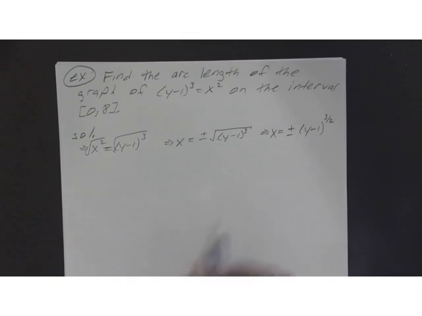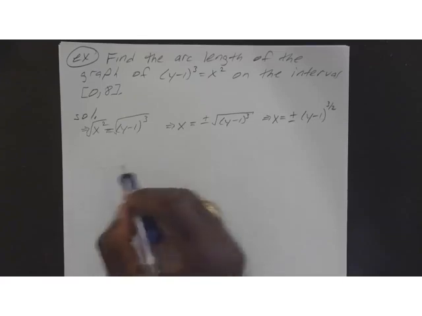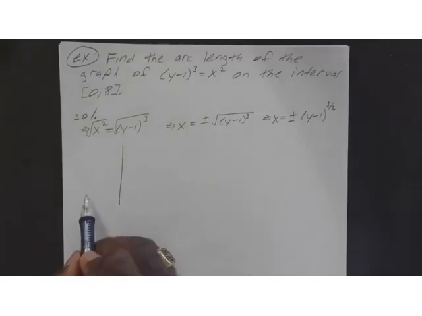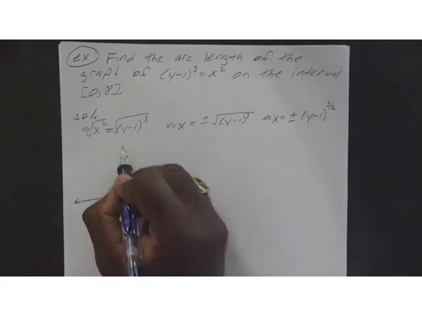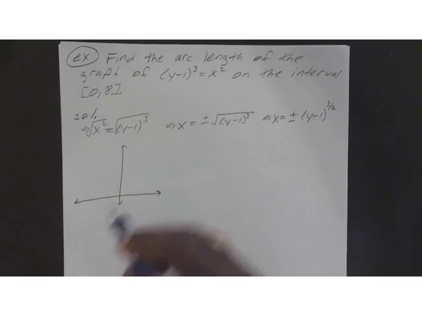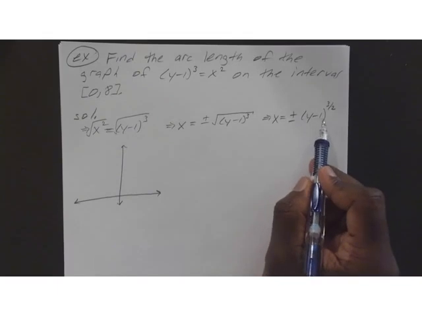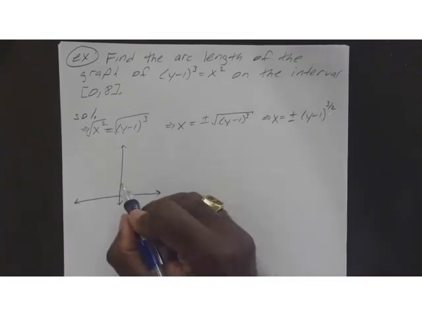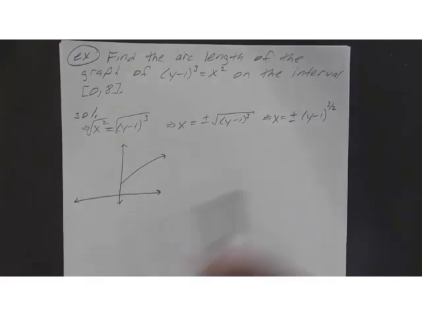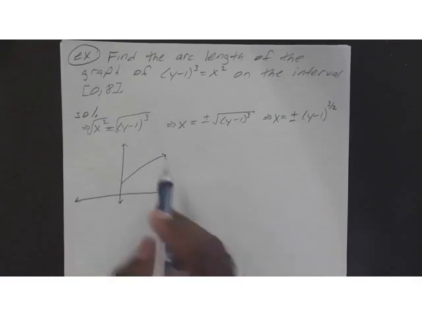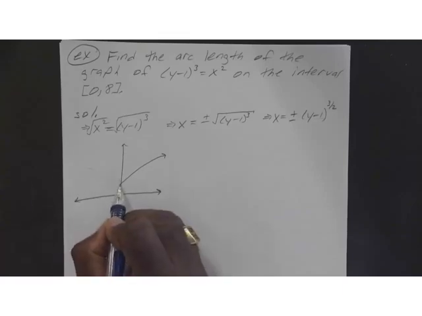Okay. So again, first thing I would do is just graph that just to get a visual. So if you did graph it, plug it into your graphing calculator or in Desmos, whichever one you decide to use. You would see if you plugged in x is equal to positive (y minus 1) to the 3/2 power, it would look like this. And if you plugged in the negative, it would just go in the other direction. But we only need from 0 to 8, so there's no point in even bothering with the other direction.